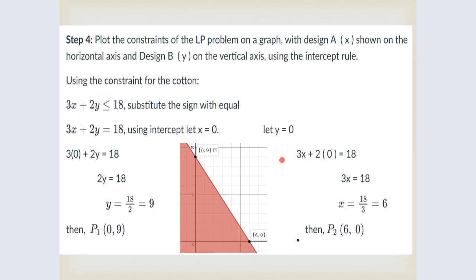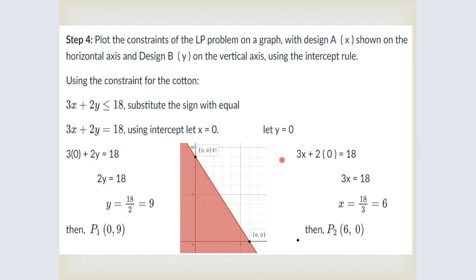Now using the intercepts, by setting x equal to 0, we substitute it into the equation. So 3 times 0 plus 2y is equal to 18. We can cancel the 3 times 0. So what's left is 2y is equal to 18. Now solving for y, that would be 18 divided by 2, which is equal to 9. Therefore, the point is 0, 9.